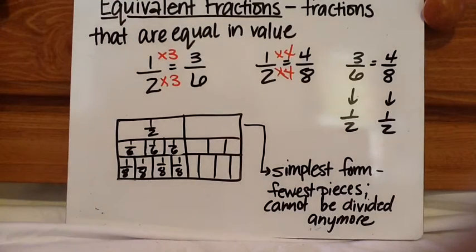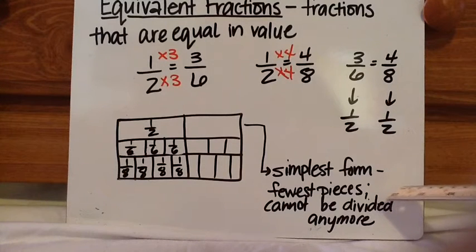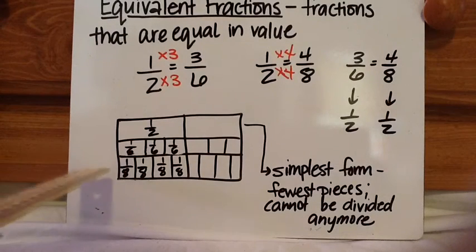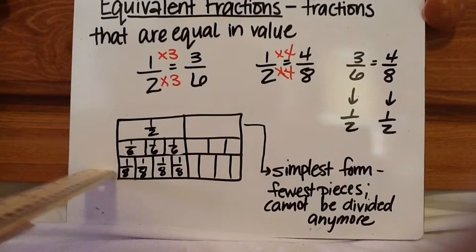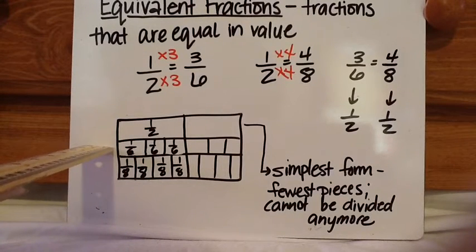Now, simplest form means kind of like what the word simple is. Simple means easy, very little. So when you say something is in simplest form, it means it's the fewest pieces and it cannot be divided anymore. So here is a picture. Here is 4/8, here is 3/6, and here is 1/2. I know 3/6 is equivalent to 1/2 and 4/8 is equivalent to 1/2. Therefore, 4/8 and 3/6 are equivalent to each other.